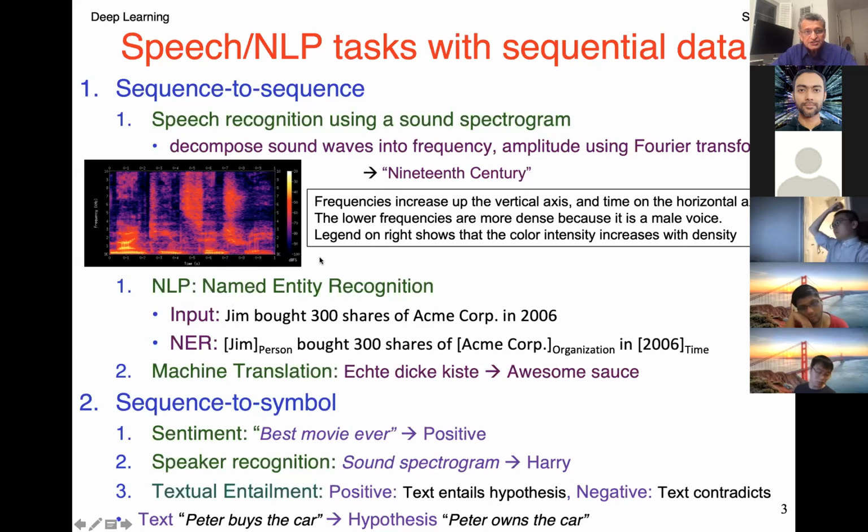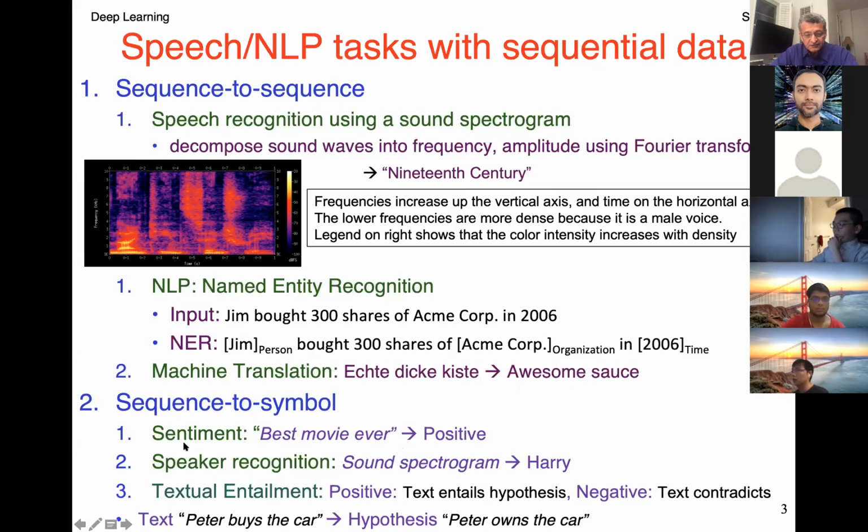Another example of an NLP task with sequential data is machine translation, where a German sentence is translated into English as "awesome sauce." That is a sequence to sequence task. These are all sequential models that are used for them. Examples of sequence to symbol are where we go from a sequence as input and we're just getting one value as output. Like if there is a sequence that says "best movie ever" as a movie review, we would say, well, that must be a positive sentiment about that review.